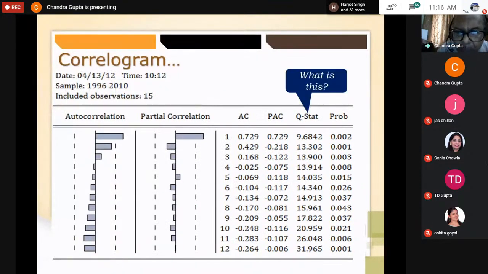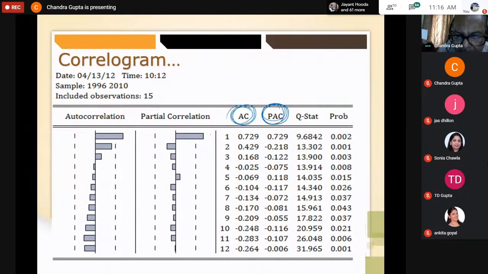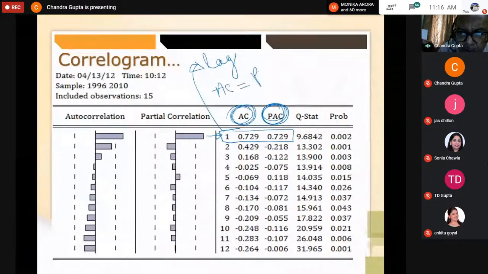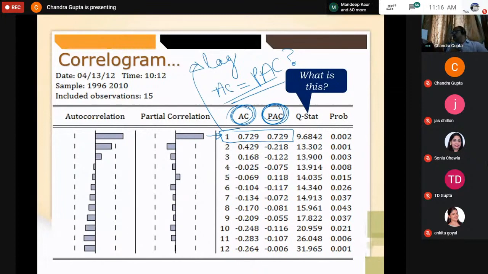So I hope friends, you are able to understand autocorrelation and partial autocorrelation. And I do not know whether you have observed this thing or not. For lag 1, autocorrelation is always equal to partial autocorrelation. Why? Any one of you, can you give the reason?